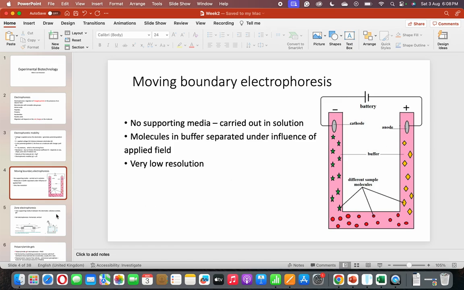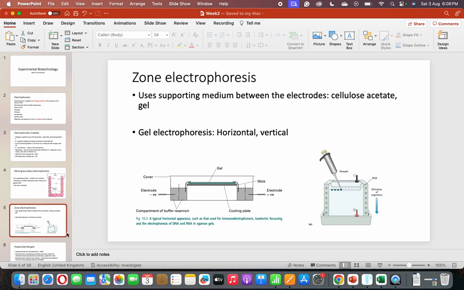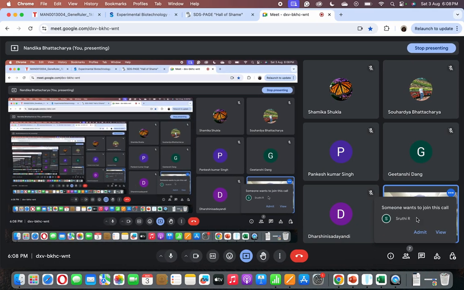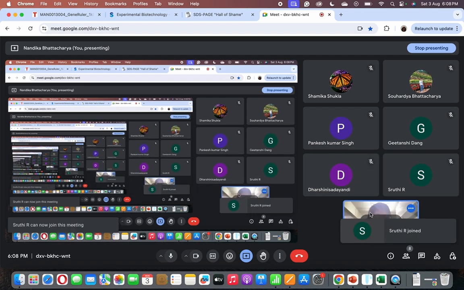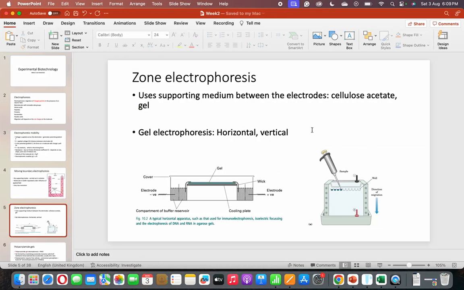So to increase the resolution of this technique, we use something called zone electrophoresis, which basically means there is some supporting medium between the two electrodes. That can be paper, it can be cellulose acetate, or in most cases, what we use in the lab is a gel of some sort.